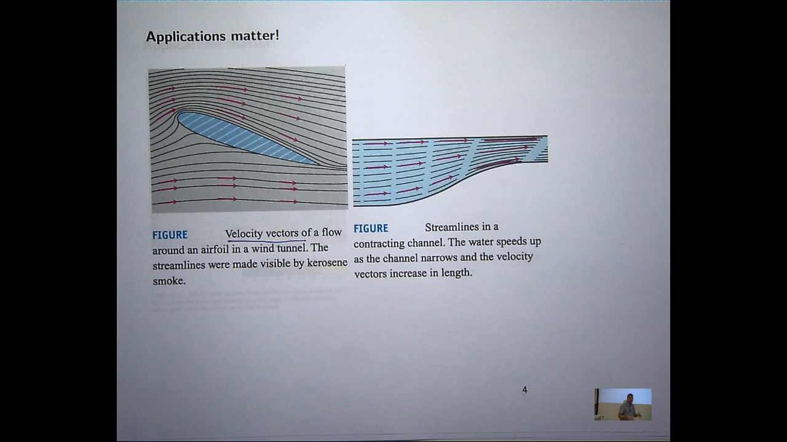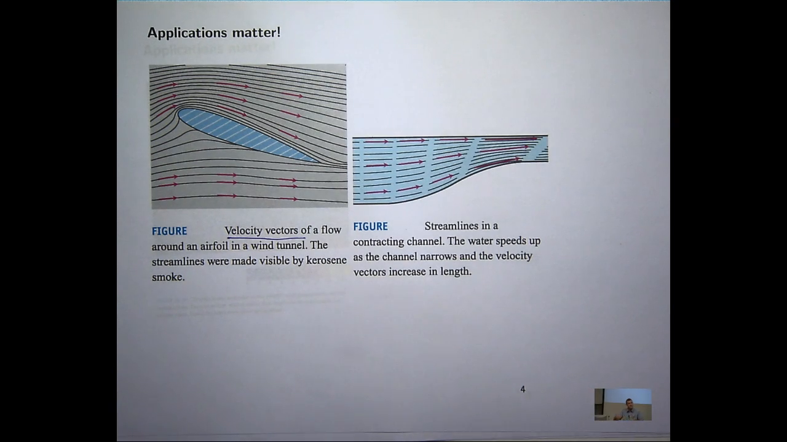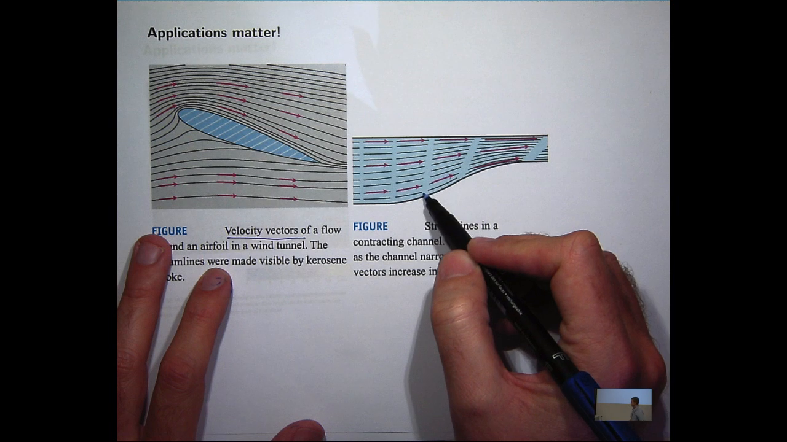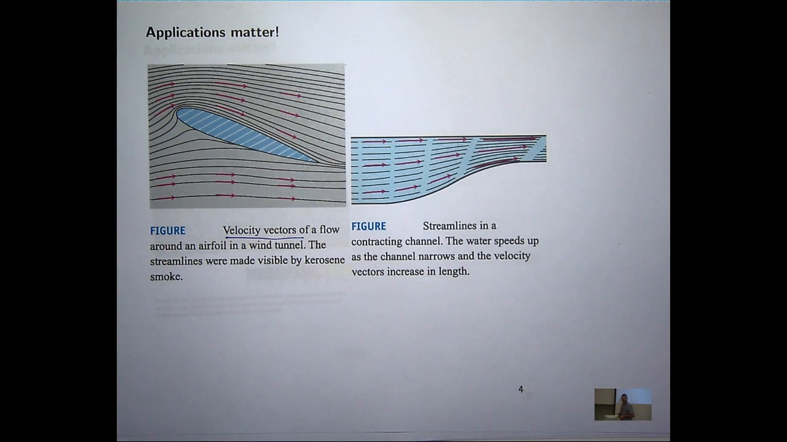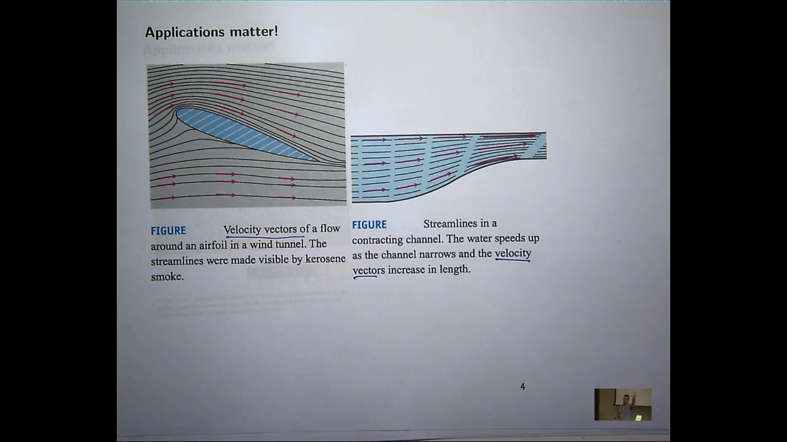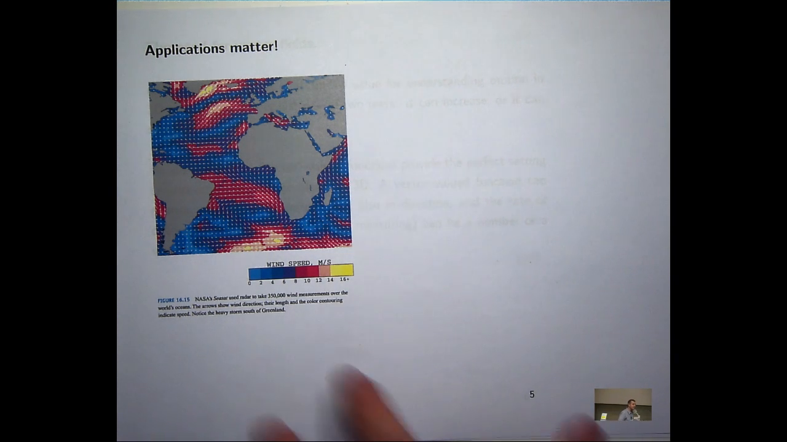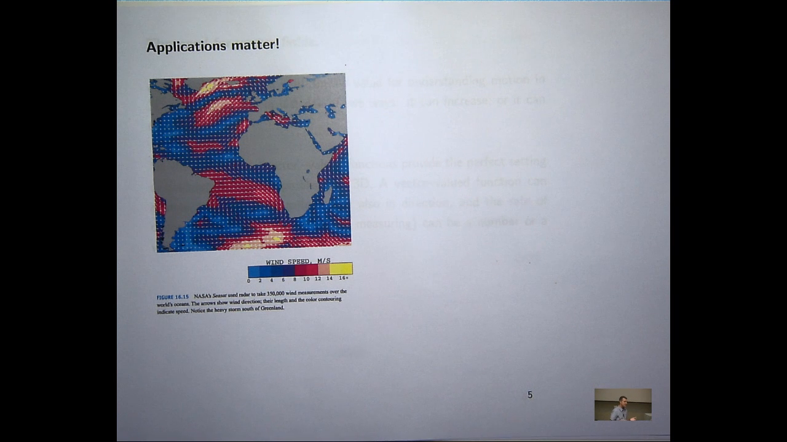Similarly, on the right-hand side, we've got a contracting channel, and you've got streamlines there. And again, you can think of these vectors as being tangent to, I guess, the path that a particle would take through that channel. Okay, you can see that as the channel gets narrow, the vectors get longer. So that would indicate that the velocity vectors increase. Okay, well, that's some basic ideas where simple phenomena can be reflected by these vector fields.